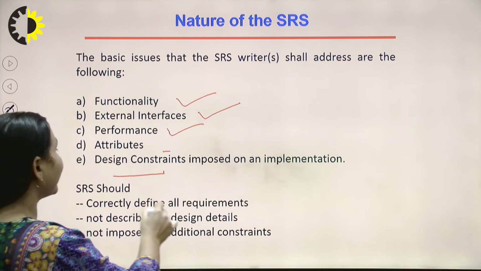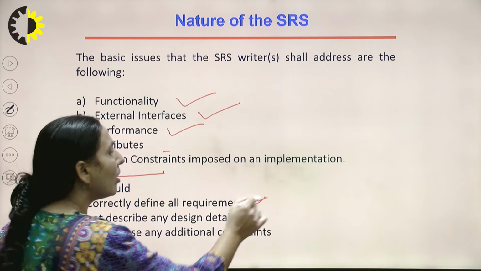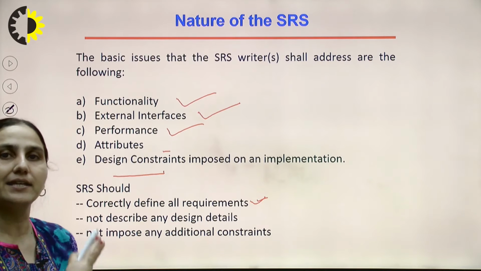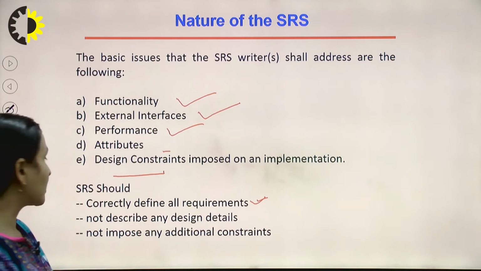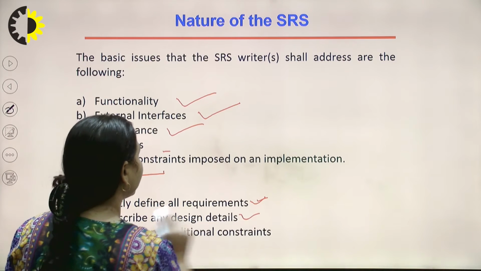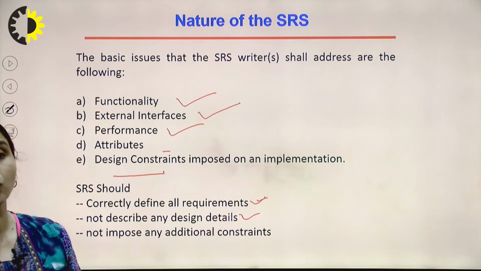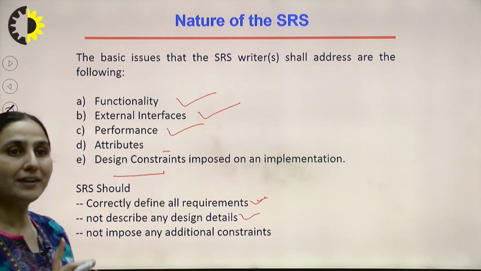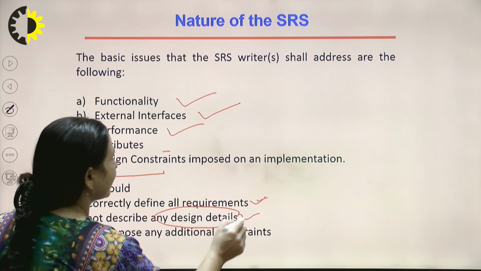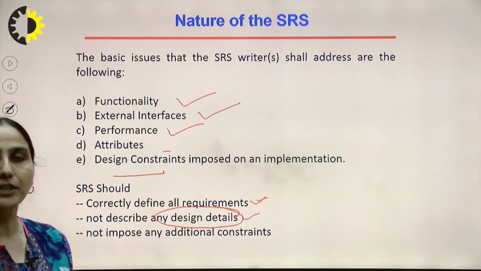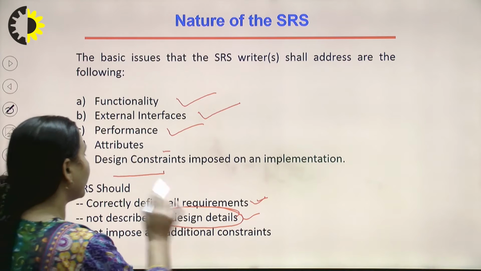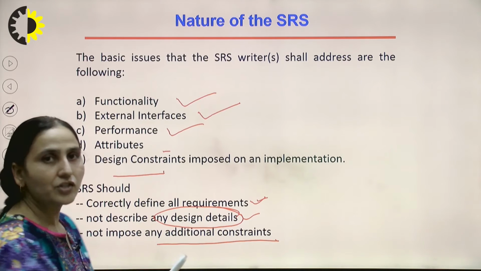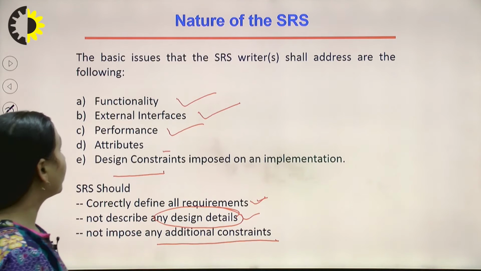SRS should correctly define all the requirements. All the requirements should be correctly specified in the software requirement specification. It should not describe any design details. This is again a very important point: it should only describe the definition of the requirements, not any type of design details. How the things are implemented, we need not bother about. In SRS, it should define all the requirements, and it should not impose any additional constraints.